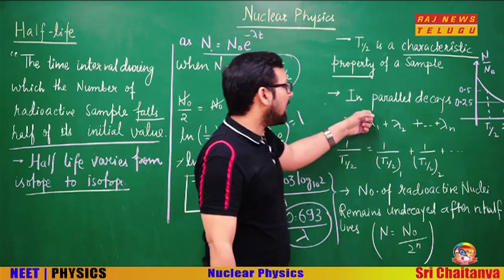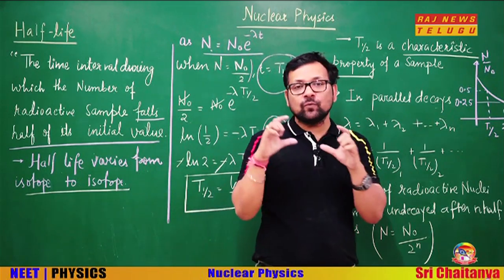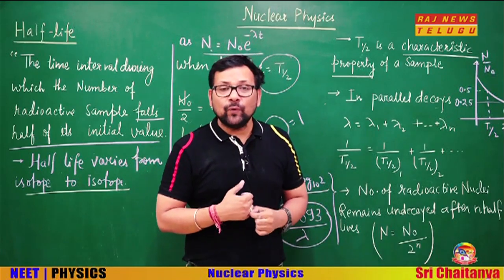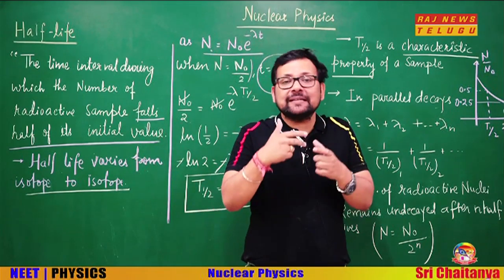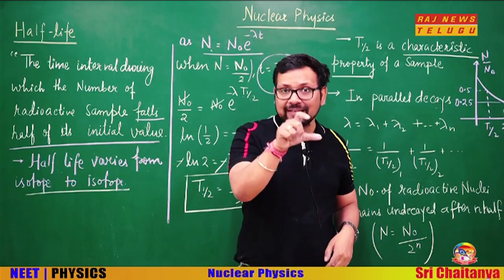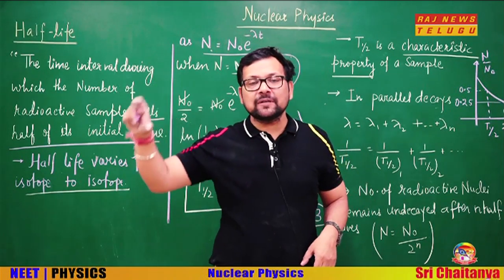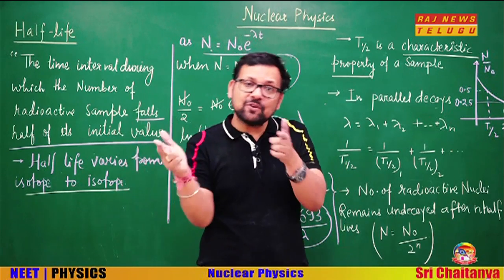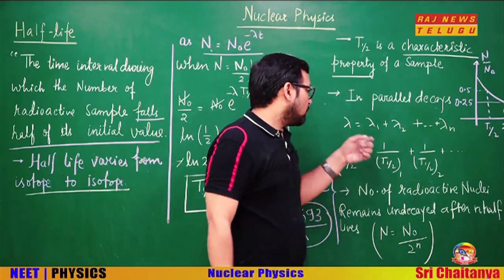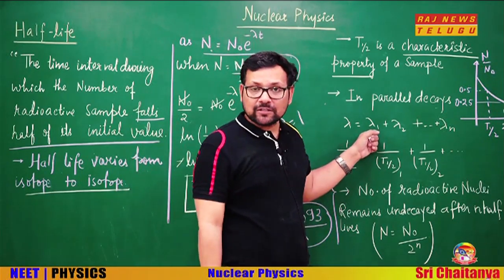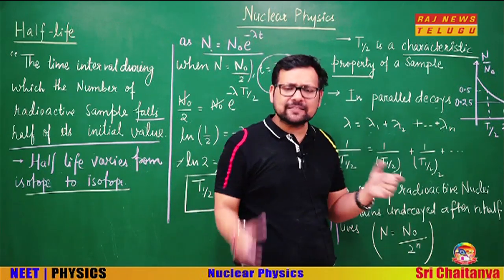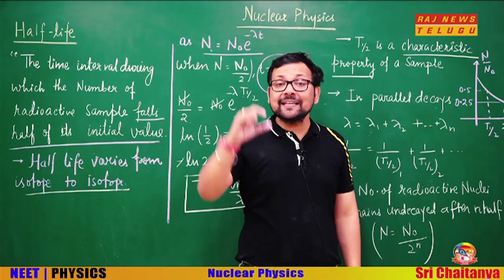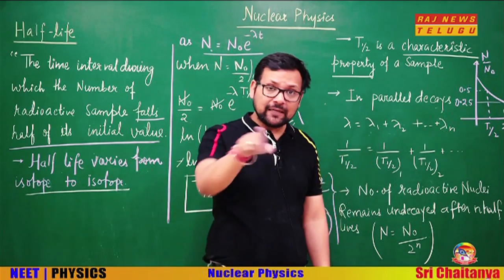Now, parallel decays. See, first, what is parallel decay? When the decaying is taking place by many methods, like in activity, R is R1 plus R2 plus R3. Activity is the sum of all the activities. So, the first decay has constant lambda 1, the second decay has constant lambda 2. So, many decays are there simultaneously. So, what is the net decay constant for parallel decays?